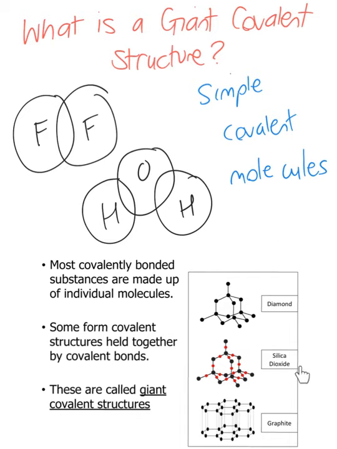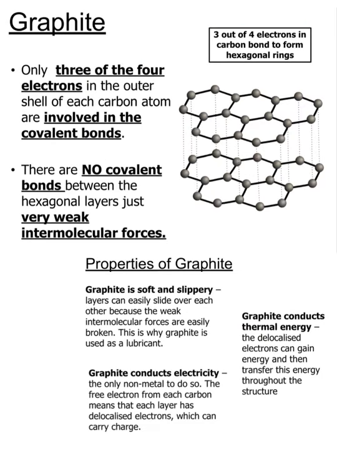These here are your giant covalent structures. You'll see in one of my previous videos we've spoken about diamond and silicon dioxide. We're now going to talk about graphite, and then off the back of that we're going to talk about graphene. These are giant covalent structures. They have very, very different properties to the simple covalent molecules. So first of all, graphite.